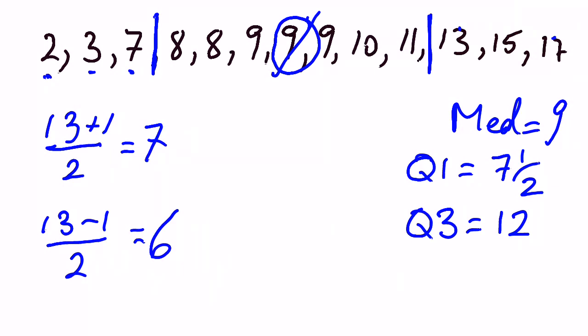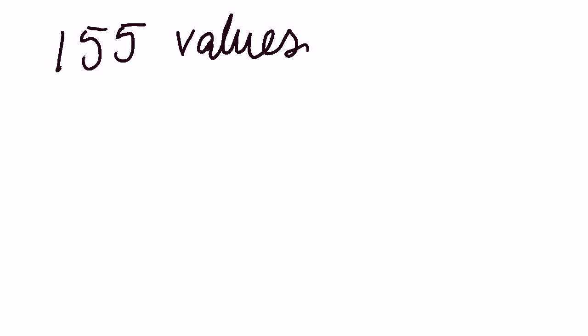Okay, and now I'm going to do one more example with dots without actual numbers, but with larger numbers. So let's say I'm given a spreadsheet or something with 155 values, and I'm told to find the 5 summary statistics. Minimum and maximum is easy, the smallest value and the largest value. But what about the other 3?